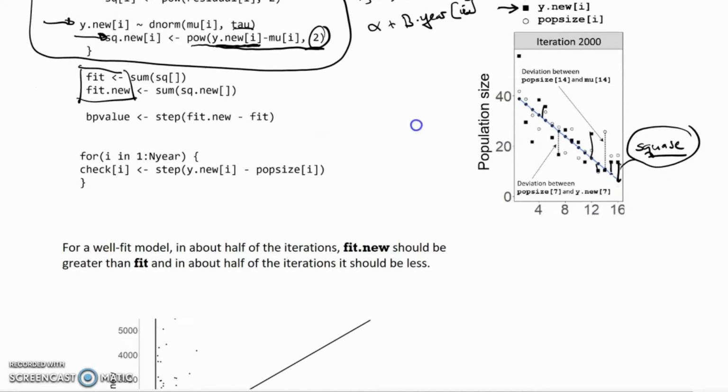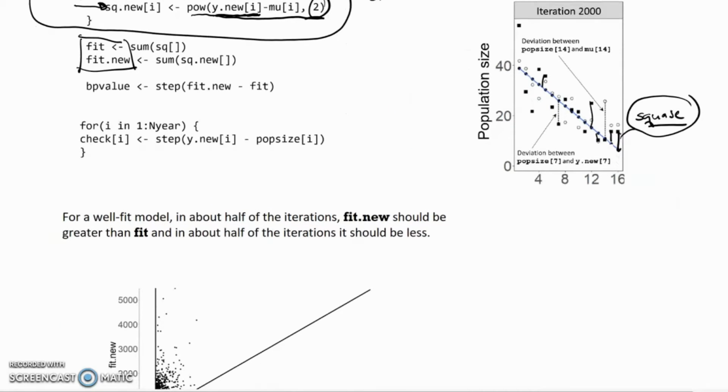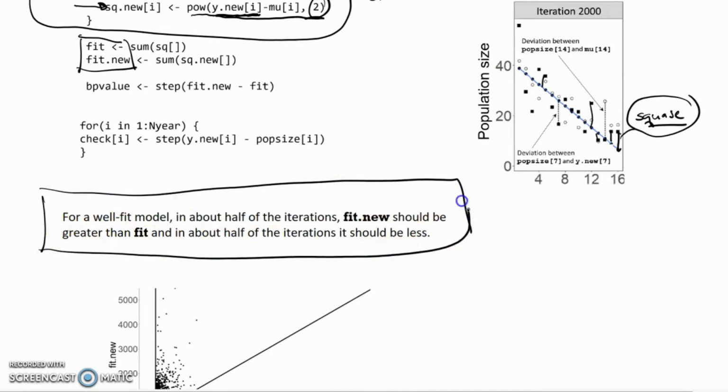And the overarching approach to our goodness of fit test is stated right here. So we've got these values of fit new, and we've got these values of fit, and the idea is that if we've got a well-fit model, then about half the time, the discrepancy between the newly generated and the modeled, in this case the observed and the model, those sum squared deviations should be about the same if our model is well fit.